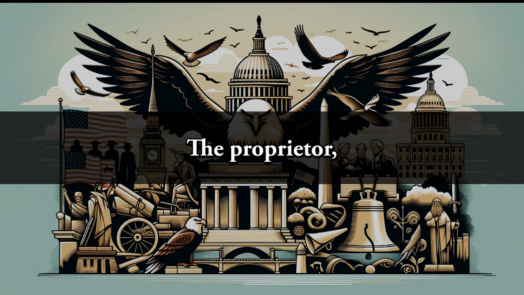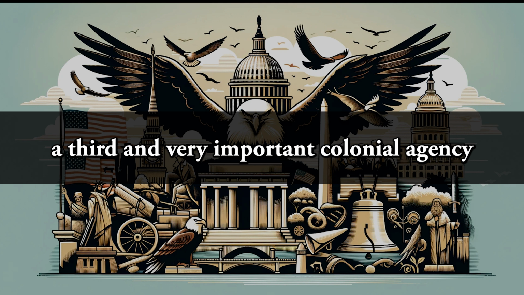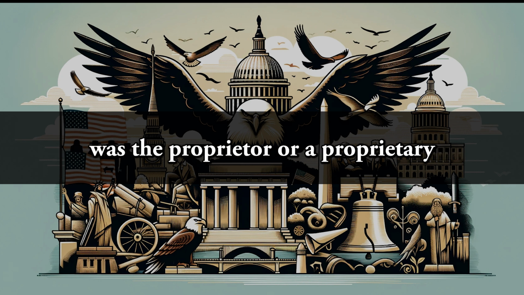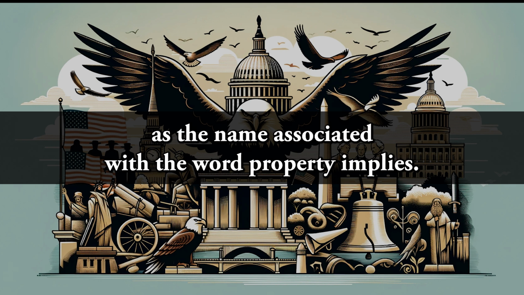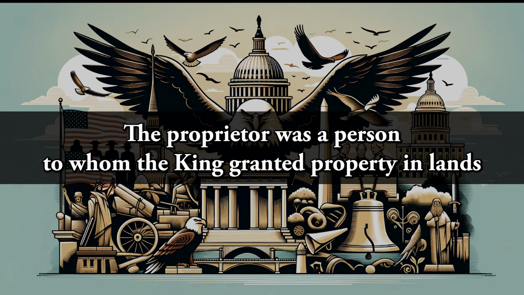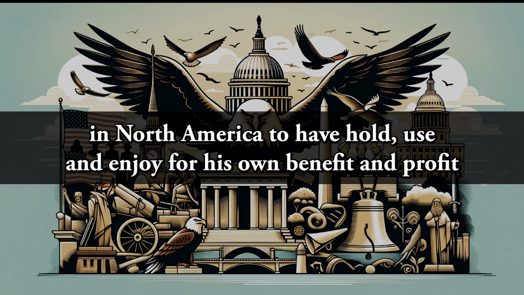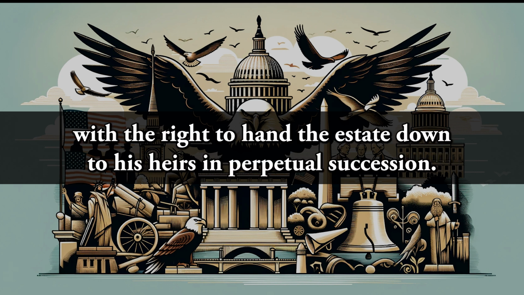The proprietor. A third and very important colonial agency was the proprietor or proprietary. As the name, associated with the word property, implies, the proprietor was a person to whom the king granted property and lands in North America to have, hold, use, and enjoy for his own benefit and profit, with the right to hand the estate down to his heirs in perpetual succession.